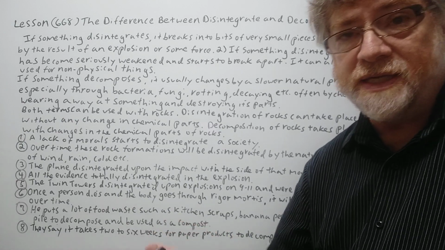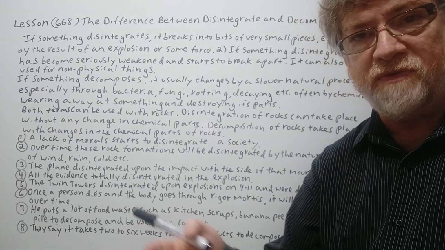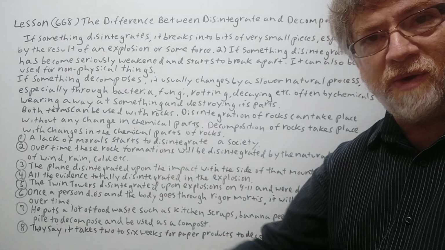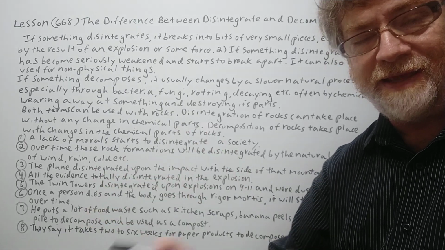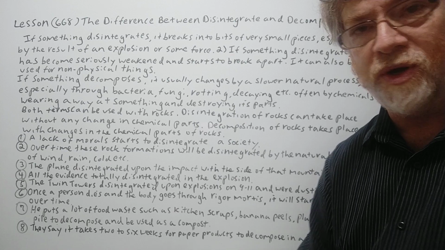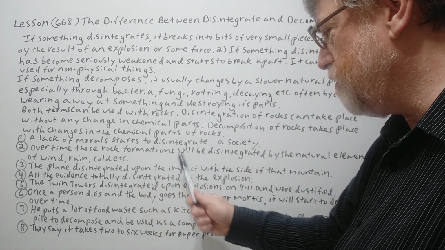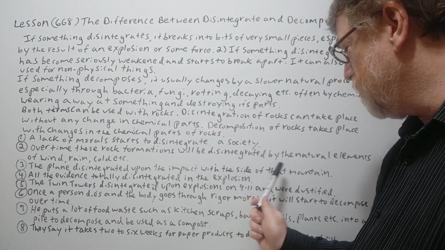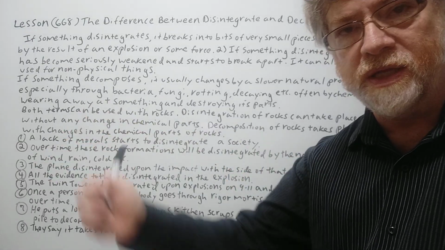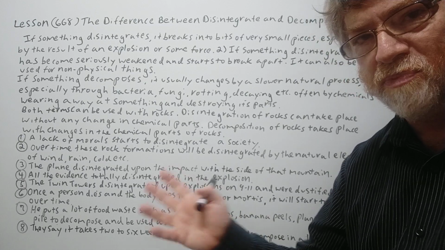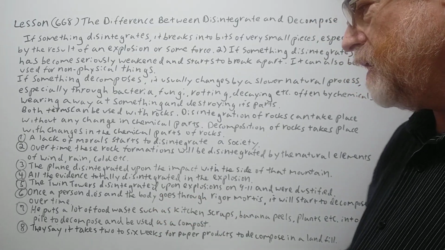Well, to be honest, that's how rock formations are often formed. Sometimes they're very attractive, but over time they wear away more and more, and then they might not look so pretty anymore. All right. Number 3, the plane disintegrated upon the impact with the side of that mountain. So this was probably all at once. It kind of exploded or broke into many pieces.